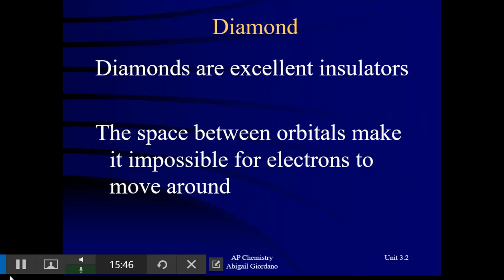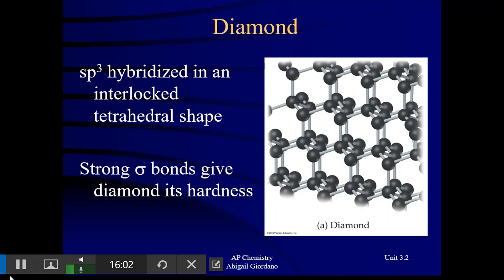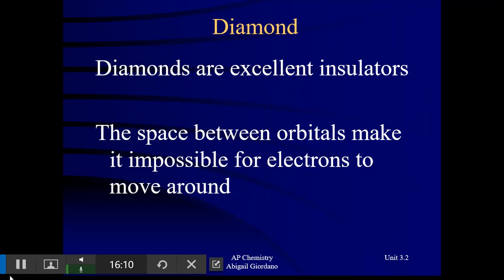I said they are also excellent insulators. Remember, to be a good conductor, you've got to not only have charged particles, but they have to be able to flow. Diamonds do not have any room for electrons to flow. It's such a tight network of atoms, there's no room. So diamonds are excellent insulators.